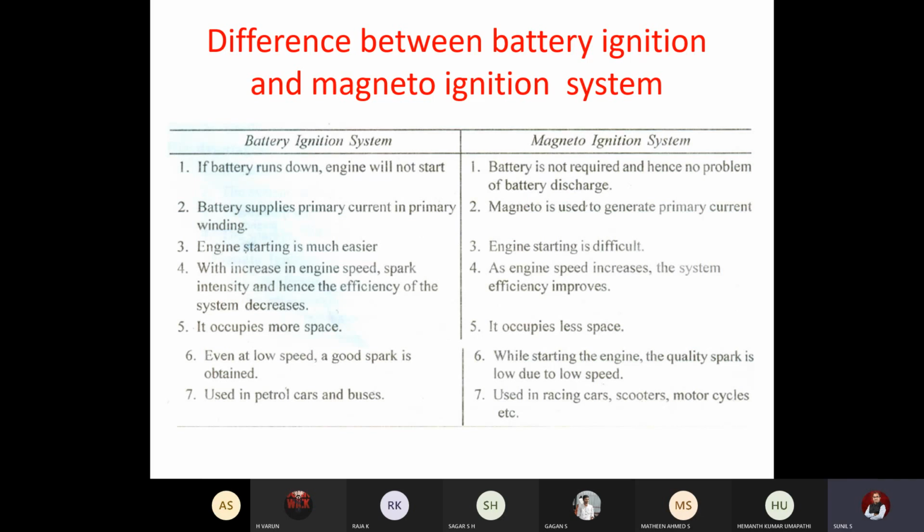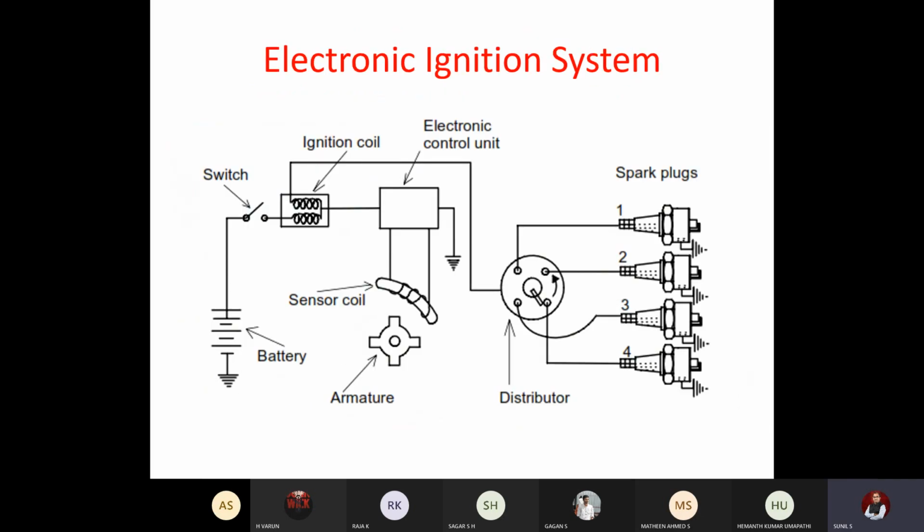Okay, so we will enter into the last topic, the electronic ignition system, which is the most popular and commonly used these days. Okay, just take down the sketch. Again, the right side part, distributor, spark plug, everything is the same here.